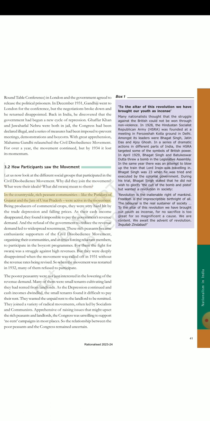In the countryside, rich peasant communities, like the Patidars of Gujarat and the Jats of Uttar Pradesh, were active in the movement. Being producers of commercial crops, they were very hard hit by the trade depression and falling prices. As their cash income disappeared, they found it impossible to pay the government's revenue demand. And the refusal of the government to reduce the revenue demand led to widespread resentment. These rich peasants became enthusiastic supporters of the civil disobedience movement, organizing their communities, and at times forcing reluctant members to participate in the boycott programs.